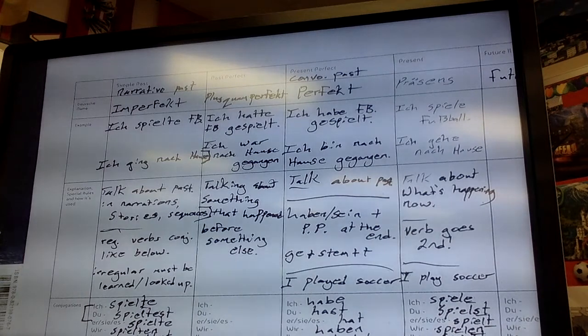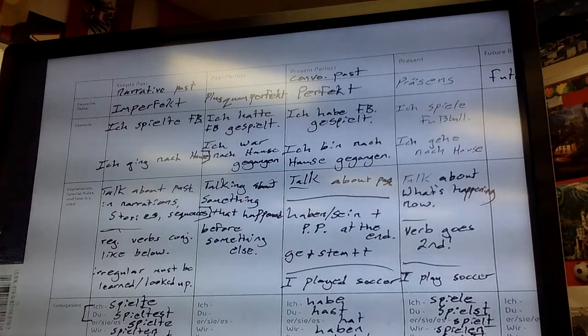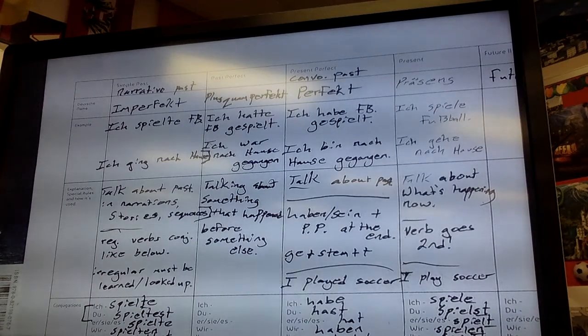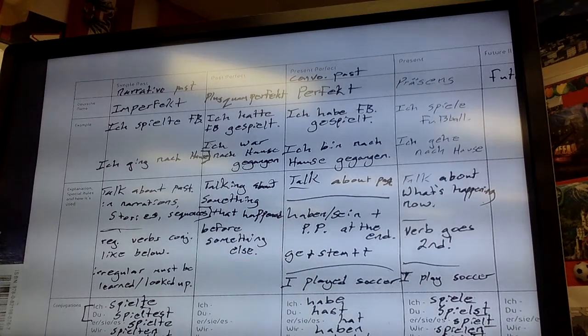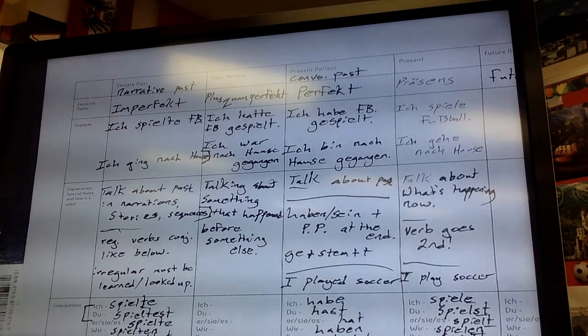What am I saying in there? Yesterday, I didn't sleep very well. I had come home very late. So I'm starting in the past with, I didn't sleep very well last night, and then telling you something that happened before that past event.